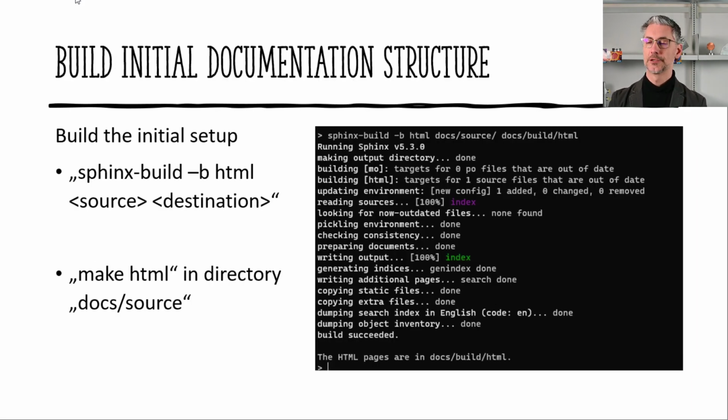Now we need to build the initial documentation structure, and we do this with the command sphinx-build -b html, source and destination. So these are the directories, and you can see here from the screenshot what they should be in our example, and this will build the general scaffolding. Alternatively, we can go to the docs directory and type make html. That will create the scaffolding for the HTML documentation.